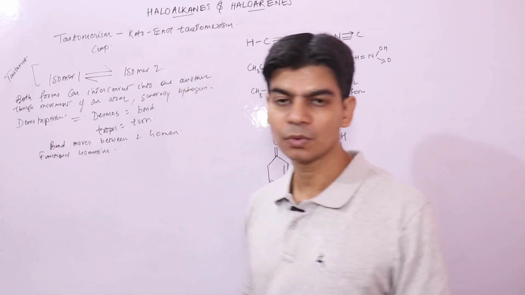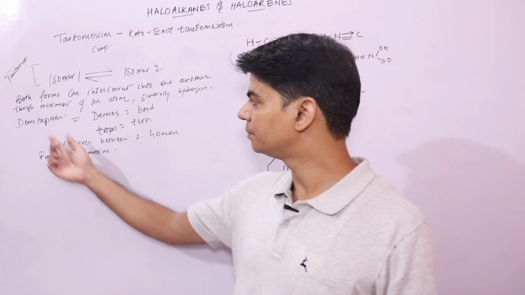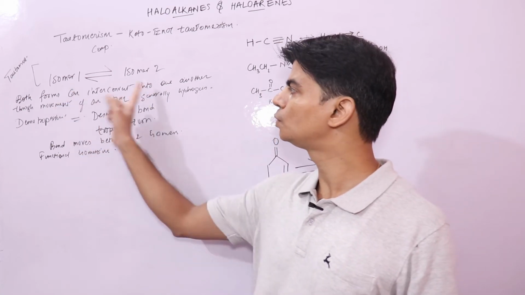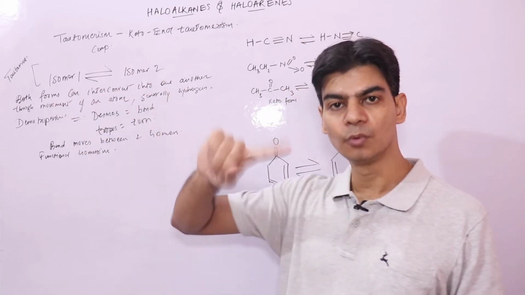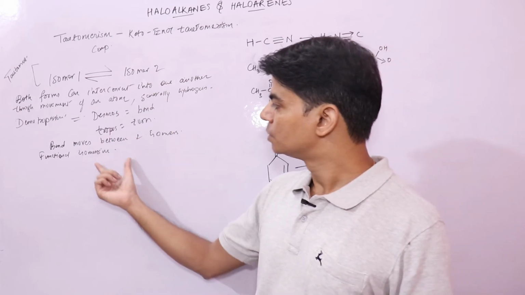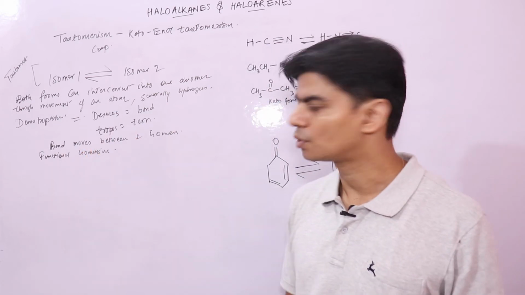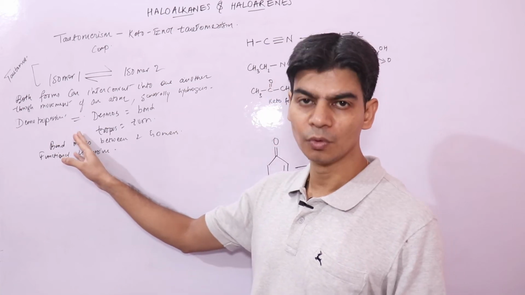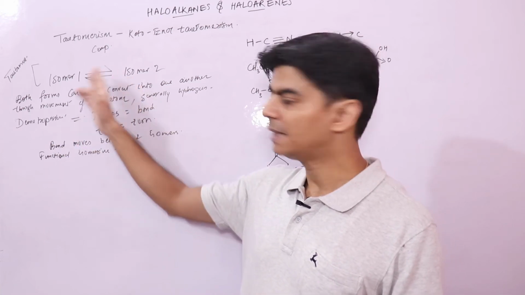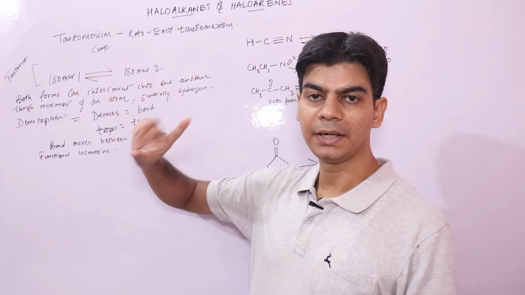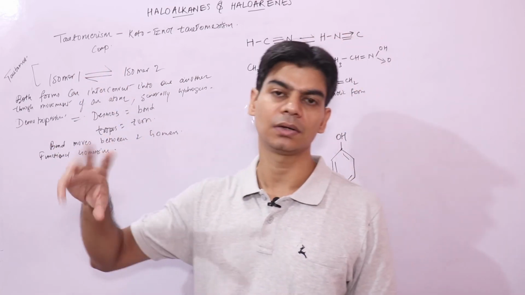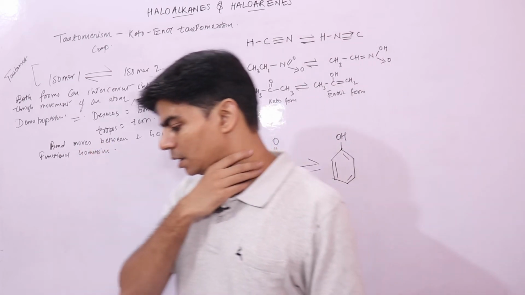We call it desmotropism because here a bond is moving. In these two isomers you will see a bond is moving. So important: it's a functional isomerism, a bond is moving between the two isomers, and these two isomers can readily interconvert, and this interconversion can be catalyzed by an acid or a base.